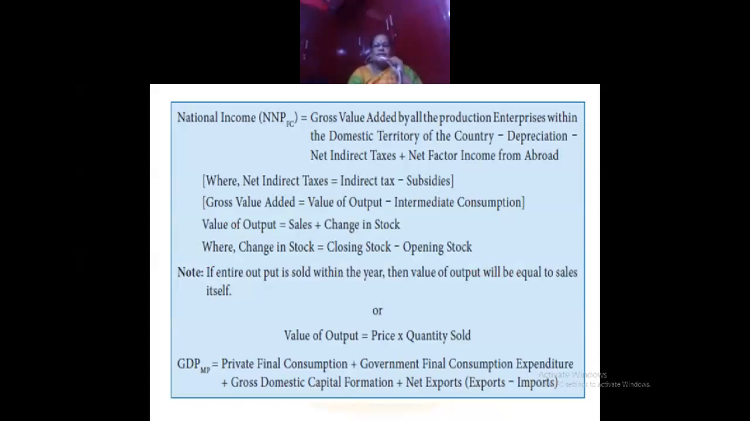So this one we have already seen, what is meant by national NNP at factor cost and NNP at market price. Already in the first class we have talked about it. So I have given you the equation for you to find out.